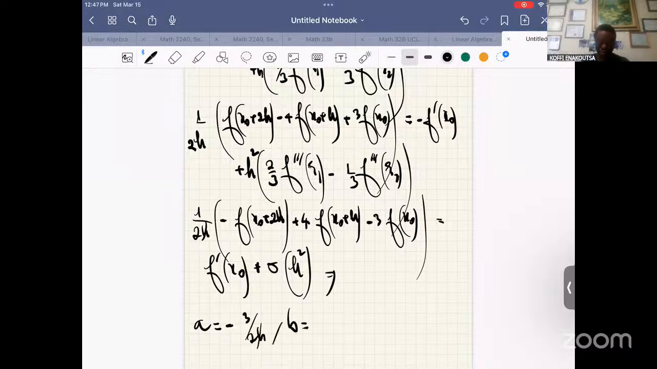The B value, when you look into that, the value of B is 4 divided by 2h, so that would be 2 divided by h then. And the value of C, let's see what the value of C is. Negative 1 divided by 2h. And that will be it. That one is simple. Any question?